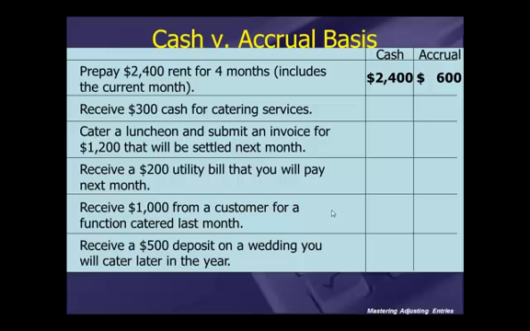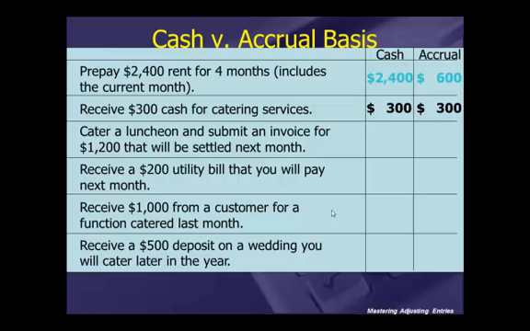Receive $300 cash for catering services. Well, cash, we're going to recognize the revenue received because we've received the cash. Accrual basis, we've earned the revenue through catering services, so once again we go ahead and record $300 in revenue.